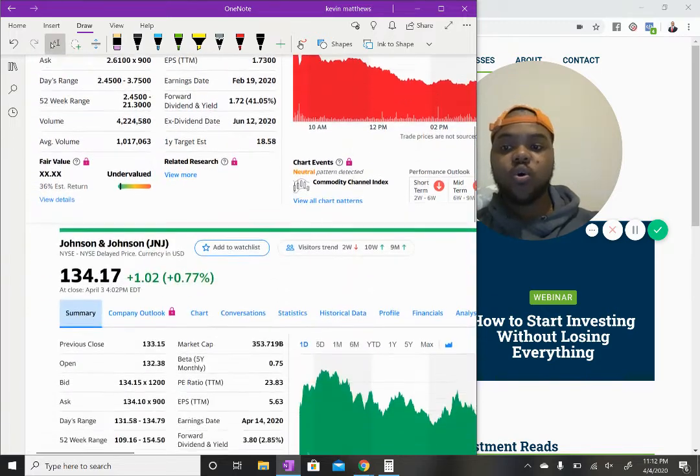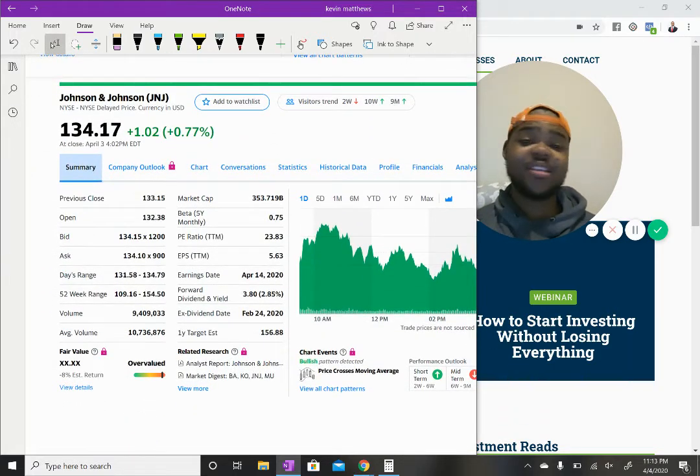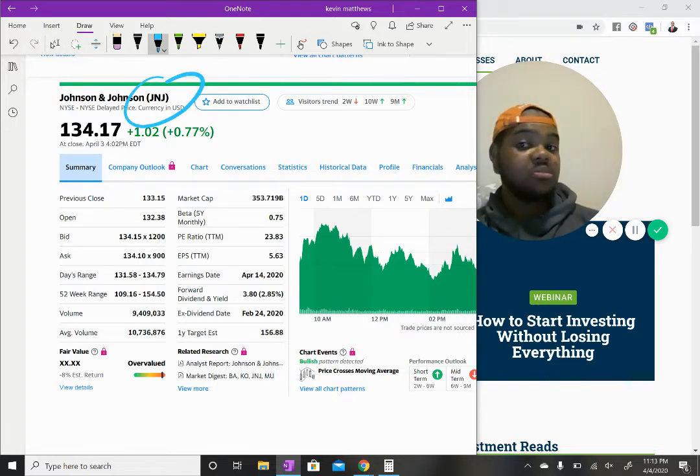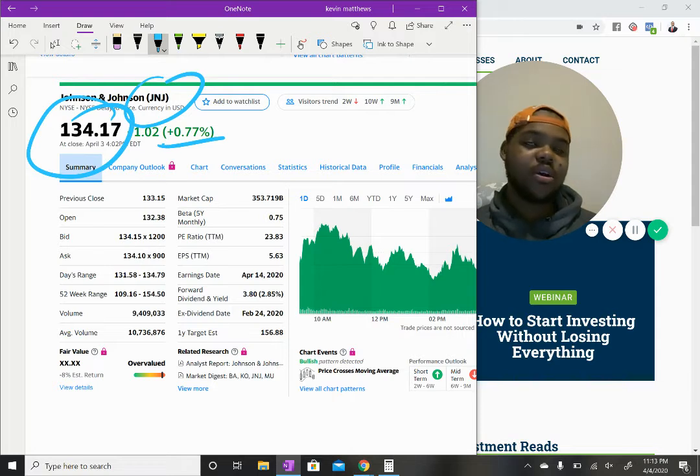We'll just scroll down here. Johnson & Johnson, very solid dividends. They've been this way for quite some time. Again, we see the stock symbol here, J&J. We know the stock is a bit more expensive. It's $134 a share. And then we see it went up 0.77%, or $1.02, from the previous close. Okay, great. Everything right now seems okay.